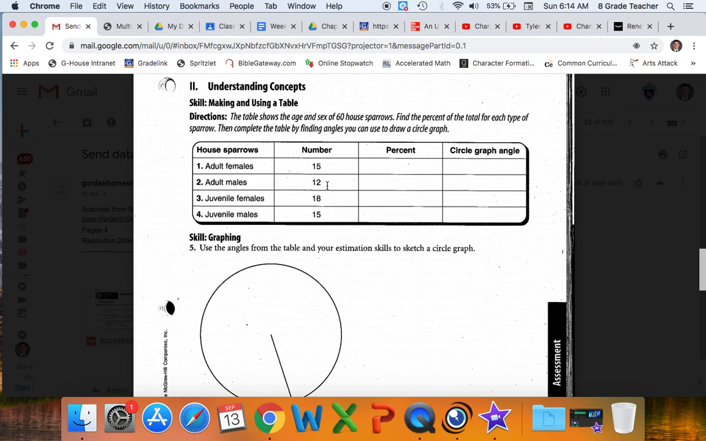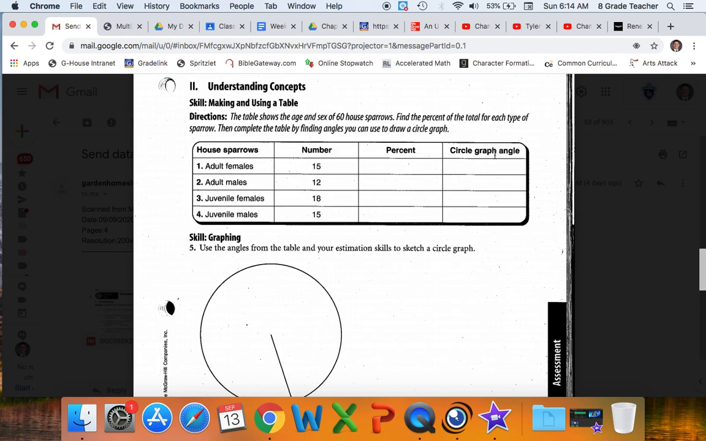12 divided by 60 is going to give you 0.2. 0.2 times 100 is going to move that decimal. This is going to be 20%. 18 divided by 60 is going to be 0.3. Move that decimal. This is going to be 30%. So again, 25, 20, 30, 25.